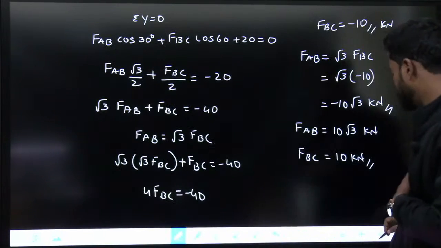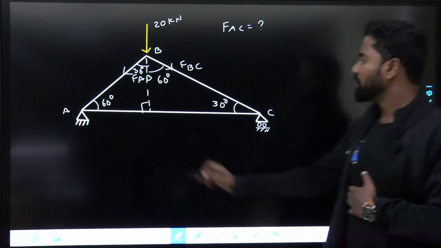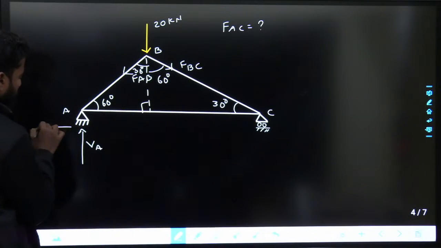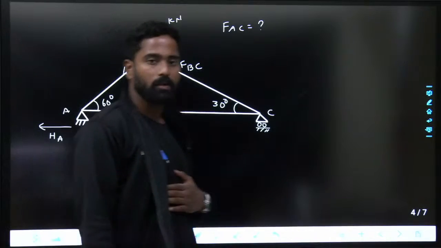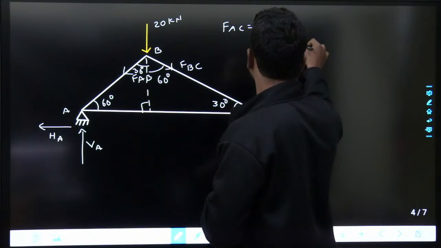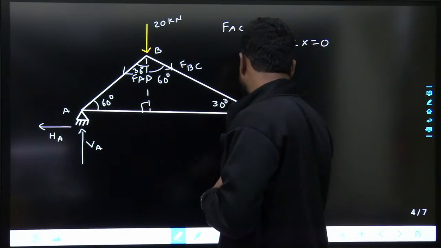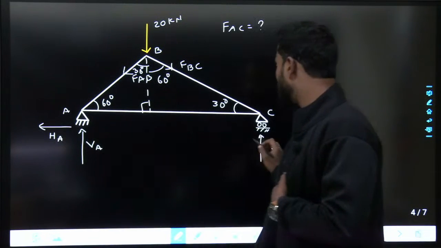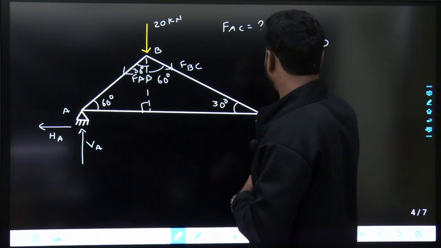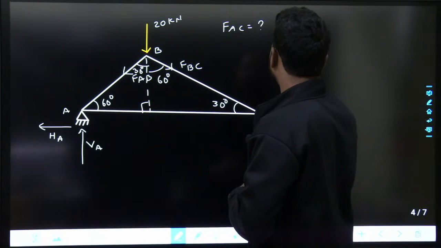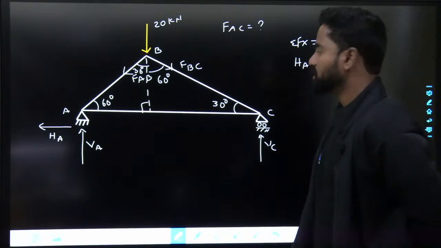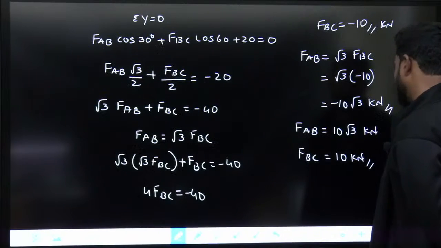Sir, why HA equals to 0? If this is a hinge support, at a hinge support there will be two reactions, VA and HA. At a roller support there will be only one reaction. For the whole truss, if I take forces in x direction equal to 0, HA would be equal to 0. So that is the reason I have taken HA equals to 0.